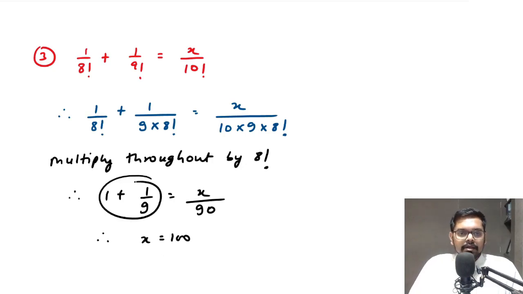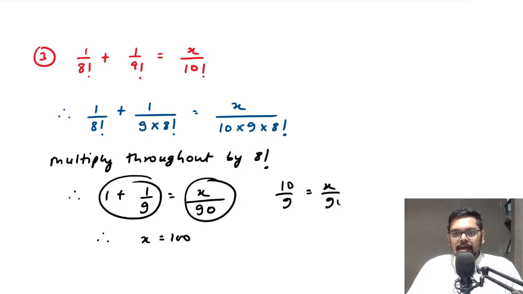Very simple, right? Here it would be 10 by 9 and here we have x by 90. So 10 by 9, that is equal to x by 90. 9 tens are 90, rearrange, x is 100. That is your final answer.